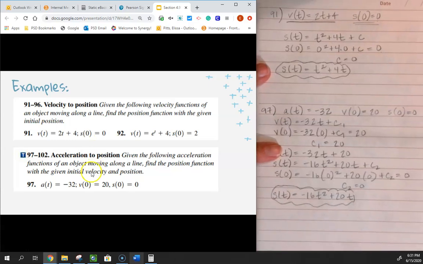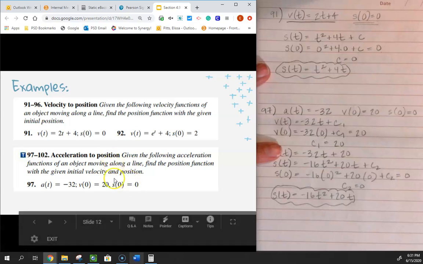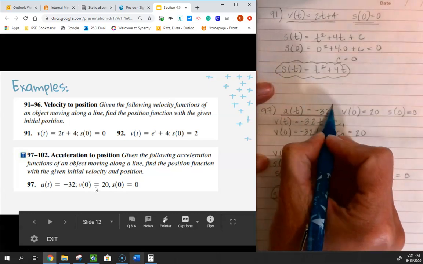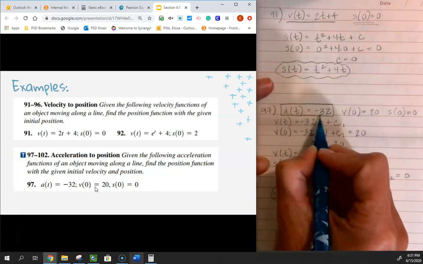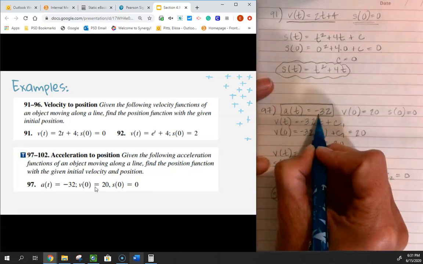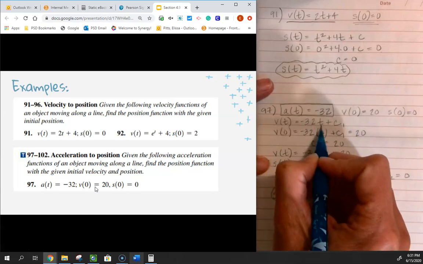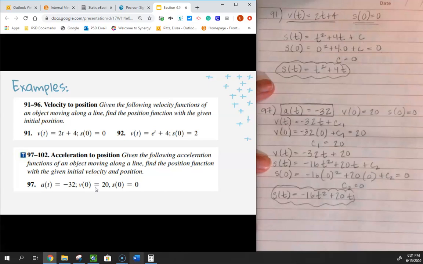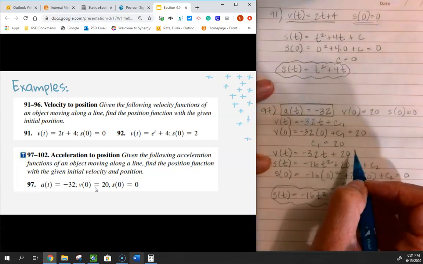Going from acceleration to position, that means we need to take 2 steps backwards. We need to go from acceleration to velocity and velocity to position. And if you notice here, they gave us 2 initial values because we need to go backwards twice. So I'm starting with acceleration, and I take the antiderivative of acceleration. Antiderivative of negative 32 is negative 32t plus a constant. I'm going to call that constant c1 because we're going to have 2 constants in this problem.